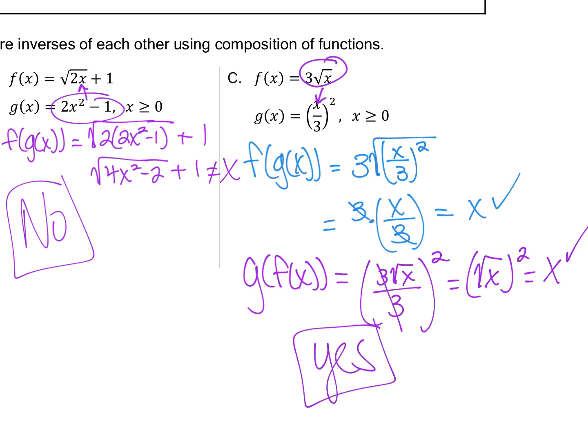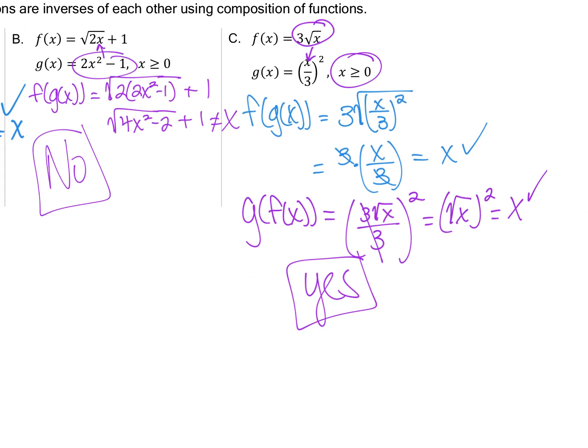Okay, so that's using composite functions. So really, we're not really even paying attention to the domain restriction when you're just verifying if they're inverses of each other.